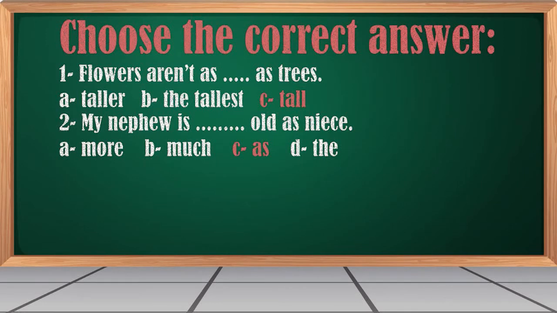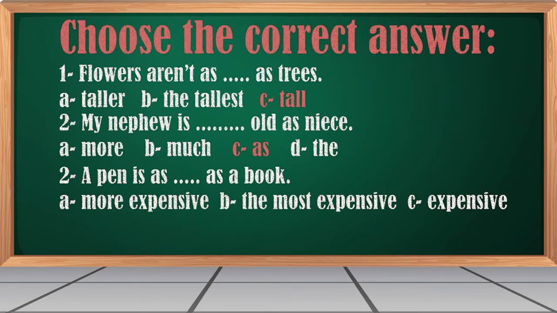Number 3. A pen is as (A) more expensive, (B) the most expensive, (C) expensive as a book. So what's the correct answer?